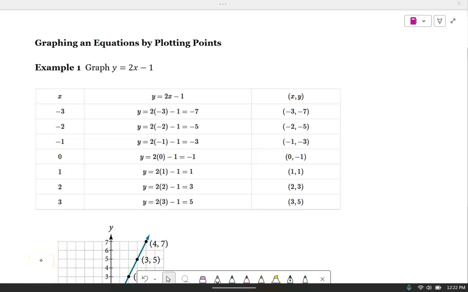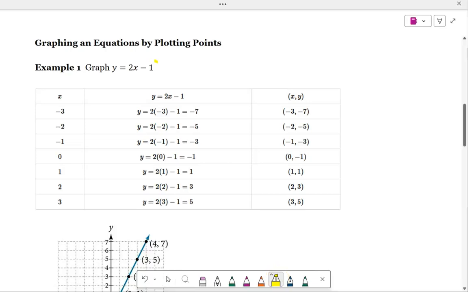In this example, we are going to graph an equation by plotting points. We are given the equation y equals 2x minus 1, and we start by creating in this table a column of x. You'll notice that we've already filled in this table with different values of x that we're going to plug into the equation. So in column 1, we've selected a number of x coordinates that we want to plug into the equation.